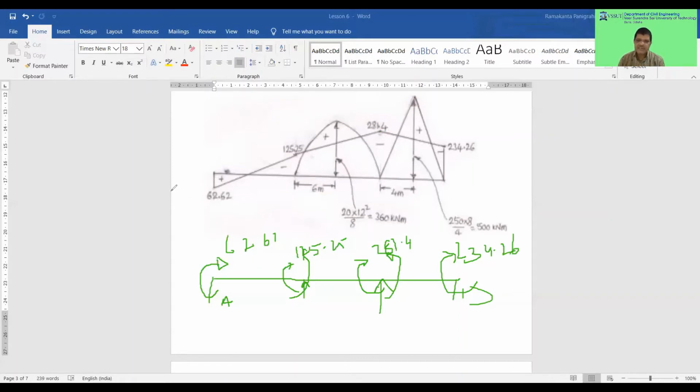Now you put these end moments and join them by straight lines. Over these end moments, we have to superimpose the moments on the span. In span AB there is no load, so there is no moment. In span BC there is a UDL, so for the 20 kilometer span, WL square by 8 as a simply supported beam. The value of the ordinate will be WL square by 8.